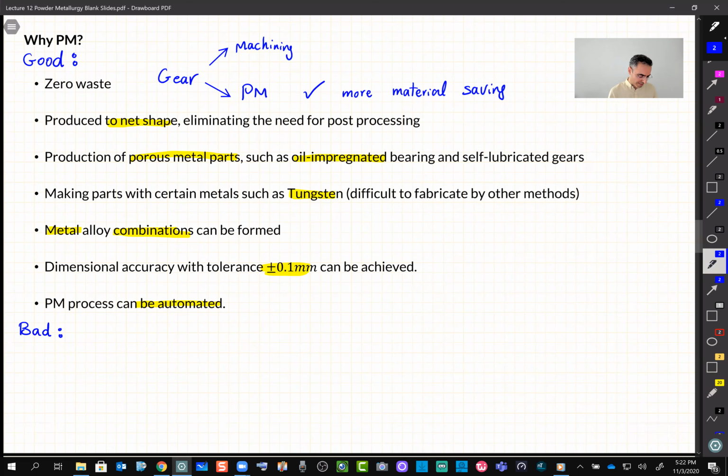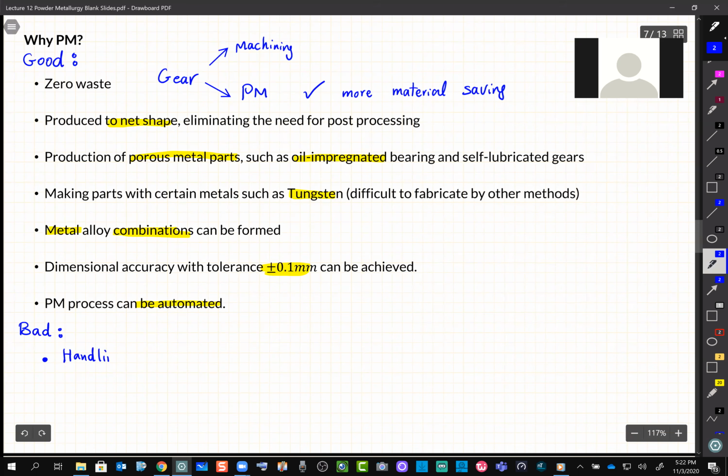So the first bad thing about it is handling and storage of powder. Let me write it down here. Handling. Can I just say something? I was actually just wondering, isn't that a positive point in the sense that it takes less volume to store powder compared to any object that has a shape?